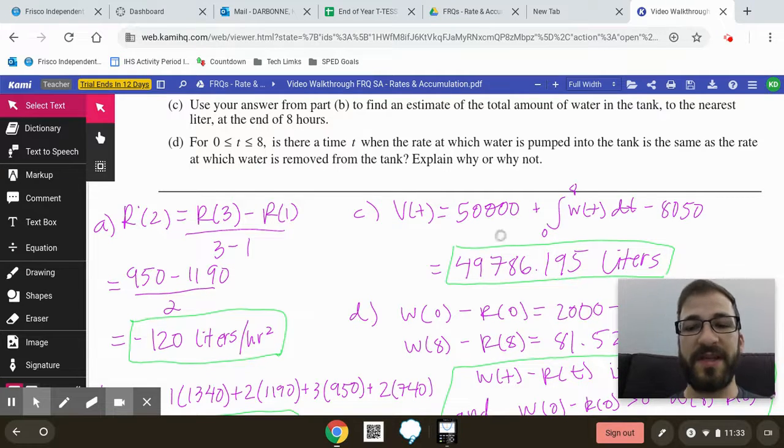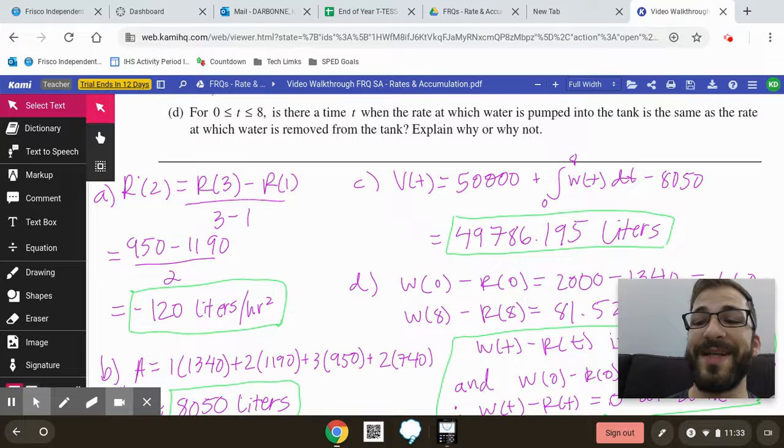Because we want to take away all the water that's leaving. So 50,000 liters, the integral of this is going to be some amount of liters, and then minus 8,050 liters gave us 49,786 liters after 8 hours. So that's our big kind of mega equation.